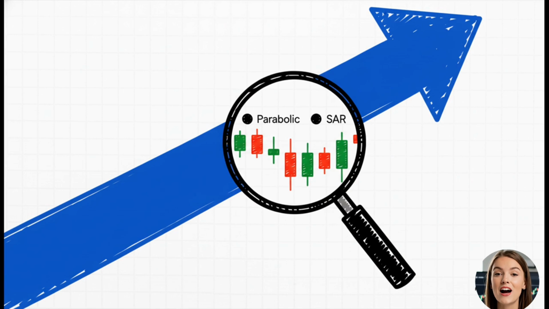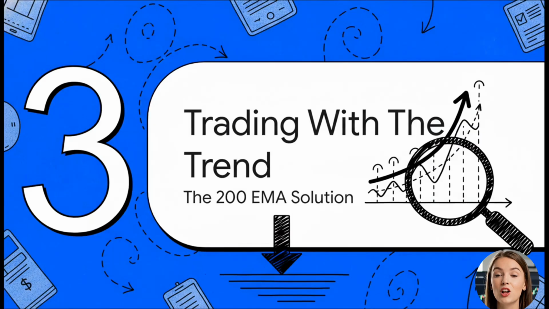And here's the other huge blind spot, completely ignoring the bigger picture. Let's say you get a sell signal from the SAR. That signal is pretty much useless if the market is in a massive, powerful uptrend. Trying to fight the main current like that is one of the fastest ways to lose in trading. So, how do we fix this? How do we filter out all that noise and avoid these traps?